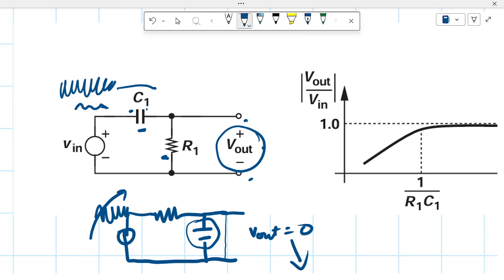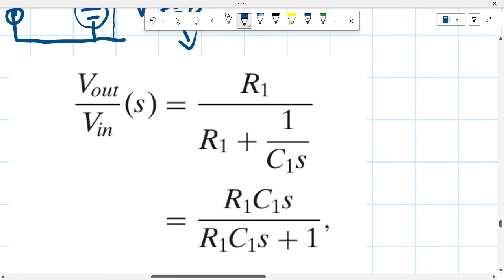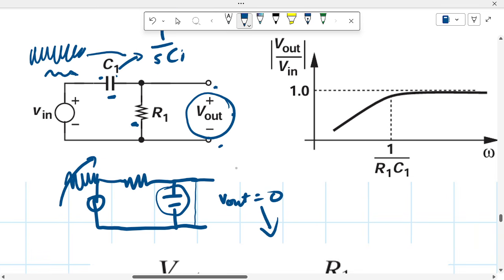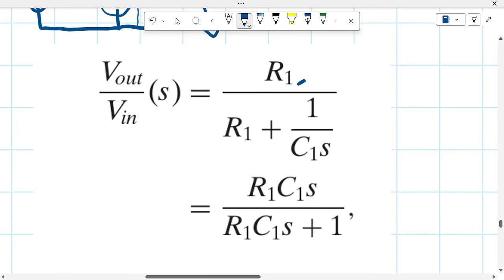So let's use a voltage divider to explain this, just as we did for the low pass filter. In this voltage divider, we would have R1 over the sum of the two impedances. This capacitor would have an impedance of 1 over SC1, as we've already discussed, and the voltage divider will give the relation R1, this resistance, over the sum of the two impedances. Then it could be simplified to get this.